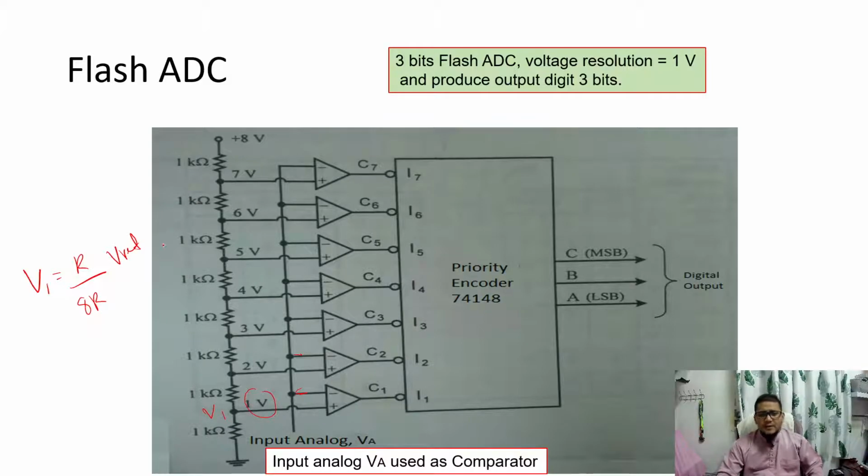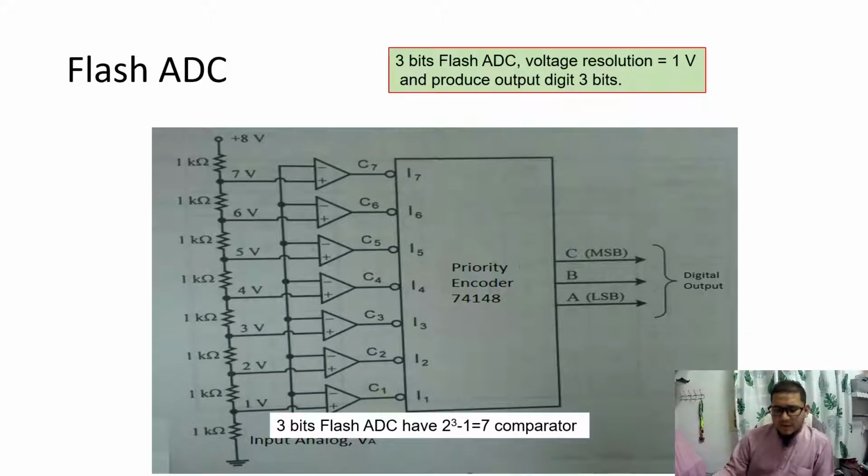So that's why in designing the flash ADC, we make it depend on the resolutions. To get the resolution of 1, the resistor becomes 1K, and then 8 multiplied by 1K is 8K, the reference is 8. So we will get 1 volt for V1, V2 is 2 volt, V3 is 3 volt, V4 is 4 volt, until V7 is 7 volts.